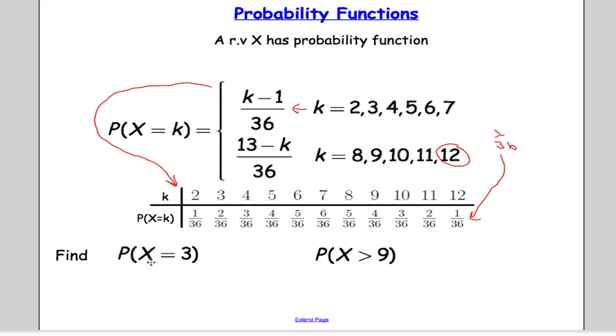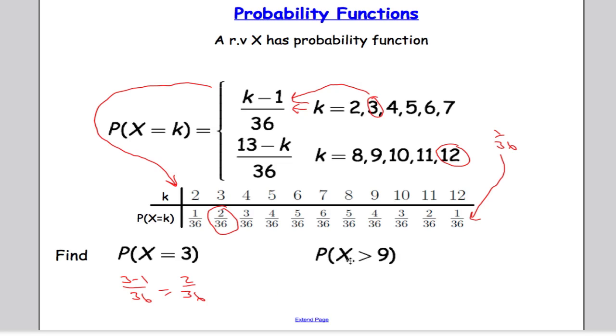Okay, so suppose I wanted the probability that x equals 3. I'm going to use the function as opposed to the probability distribution table just to answer this question. The probability that x equals 3 means I'm taking the value from here, so it's going to go into this function. Substituting k equal to 3 in, 3 minus 1 over 36 equals 2 over 36. And as well, that matches up nicely with what the answer should be.